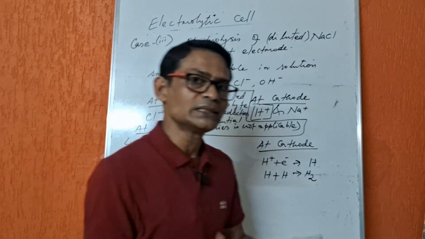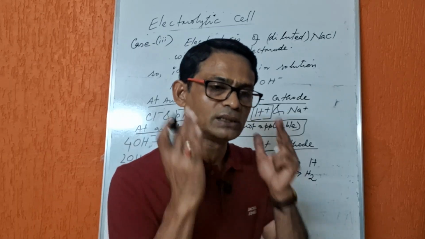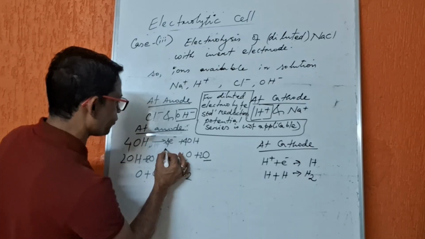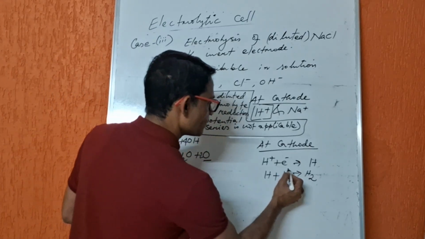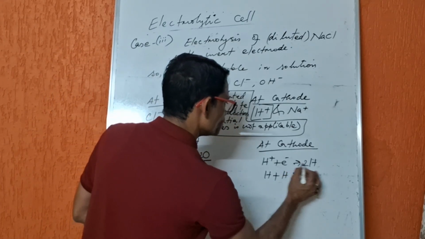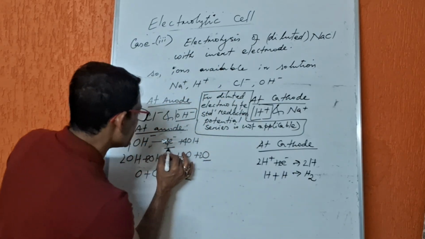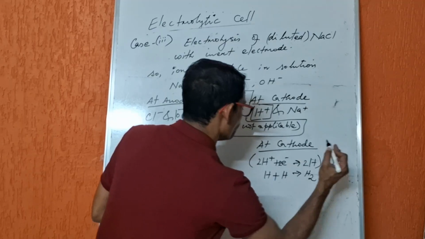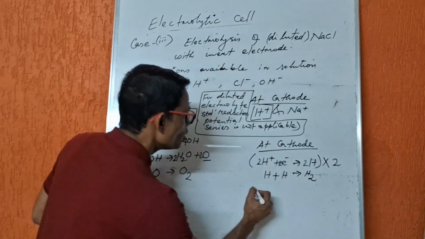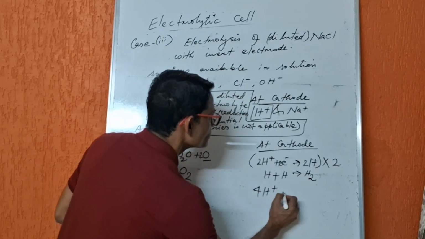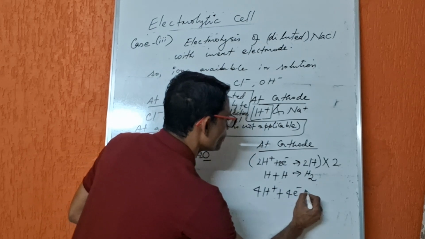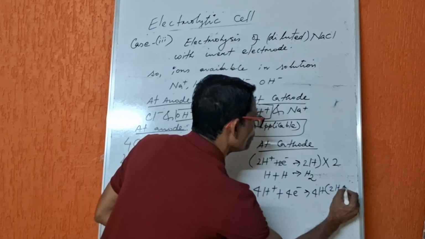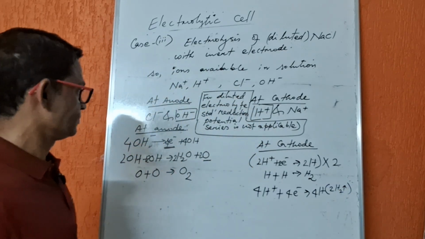Now we need to balance the electrons. How can we balance it? Overall there are 4 electrons here. Here it is 2, 2, 2. To balance the electrons, multiply the whole thing by 2. So we get 4H plus and 4 electrons giving 4H, or 2H2, which is evolved.